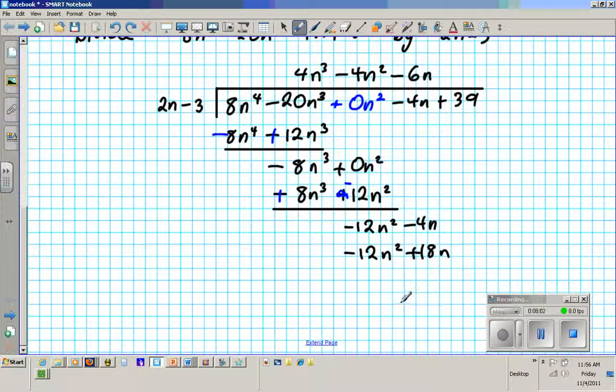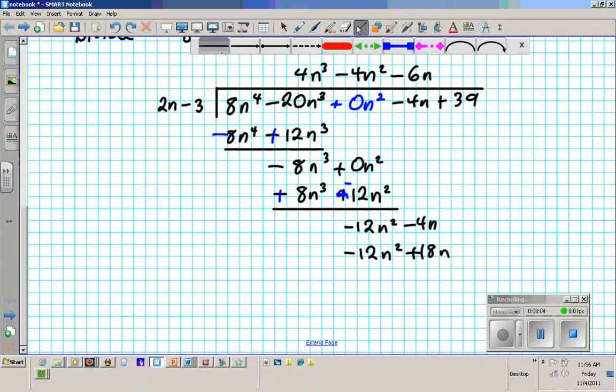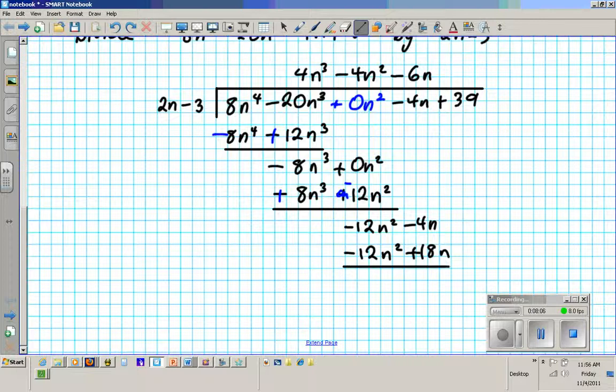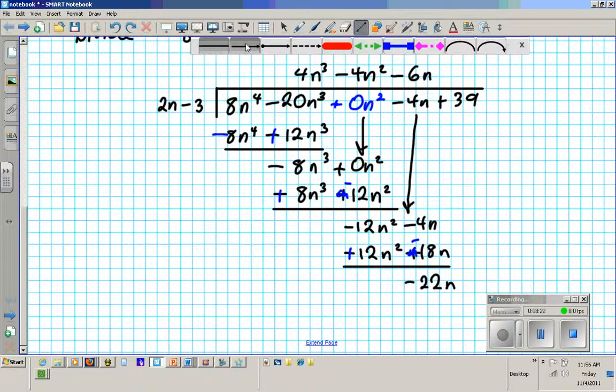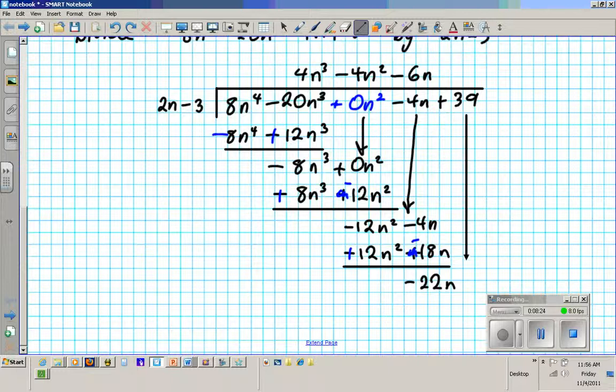Alright? Now we're going to add the opposite. So we switch the sign and combine downwards. So when we switch the sign, this becomes a plus, and that becomes a minus. These two cancel out, and you have negative 22n, and then you bring down the 39 as the last term. 39 comes down, plus 39.